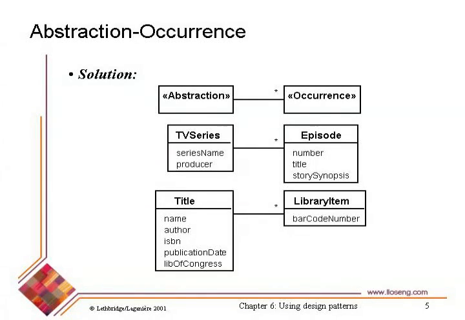Abstraction-Occurrence. One abstraction has many occurrences. Notice I'm using the little angle bracket symbols, the guillemets, indicating stereotypes. So this is saying a special class. These are not real classes. These are abstractions of classes called abstractions, and special classes called occurrences.